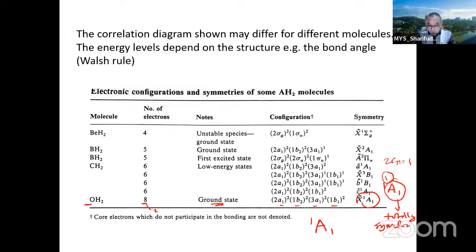Of course, if the water molecule is excited, then maybe the electron from the B1 orbital will go somewhere else. There will be some changes in the electronic configuration, and you will see a different electronic state.